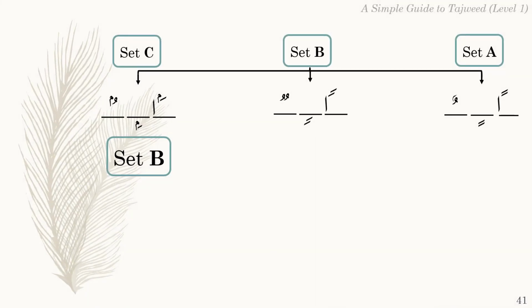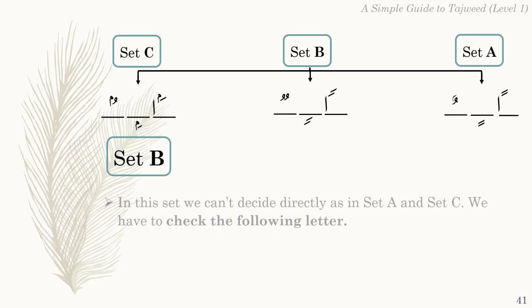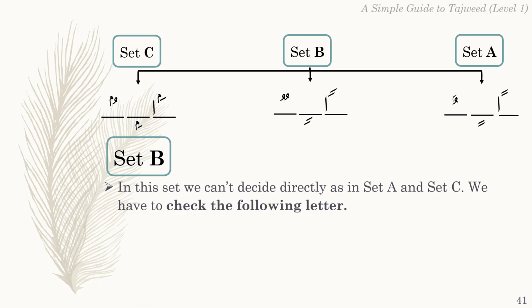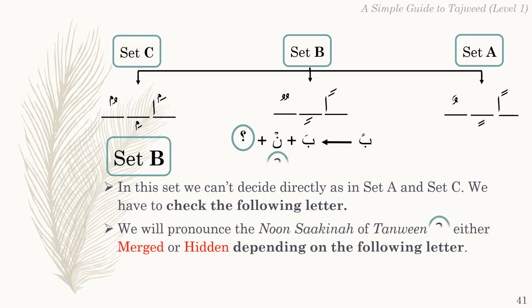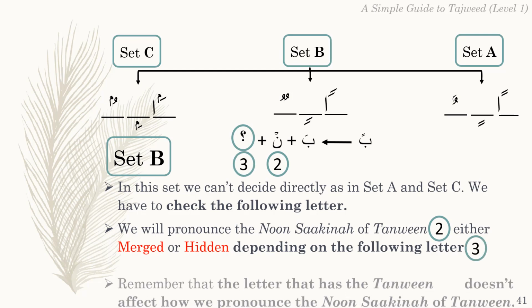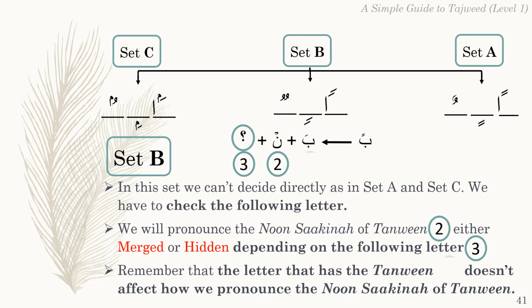Today we will continue talking about set B. In this set, we can't decide directly as in set A and set C. We have to check the following letter. We will pronounce the Noon Sakina of Tanween, number 2, either merged or hidden depending on the following letter, number 3. Remember that the letter that has the Tanween, number 1, doesn't affect how we pronounce the Noon Sakina of Tanween.